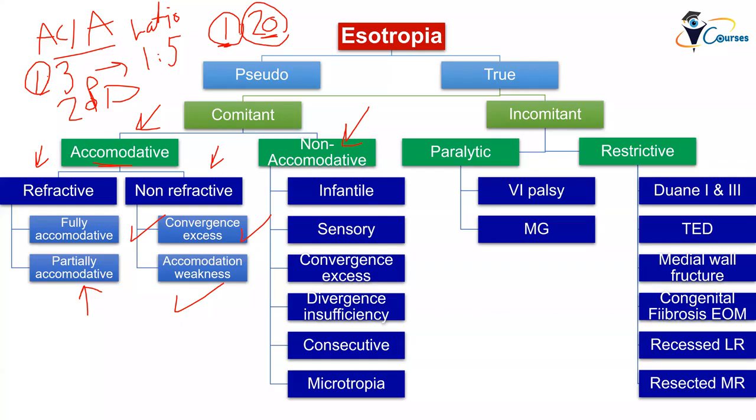But we have two factors in this ratio: the accommodation and the convergence. So for the non-refractive, it can be due to the convergence increasing or the accommodation decreasing, like those patients who have what's called hypoaccommodation or accommodation fatigue. Those patients don't exert accommodation. So this will result in, again, esotropia due to abnormality in the accommodative convergence to accommodation ratio. Okay.